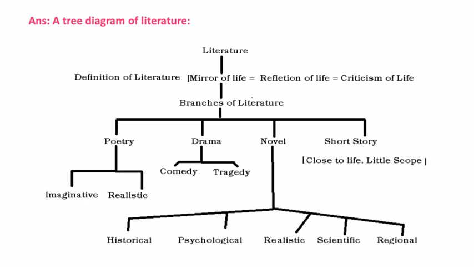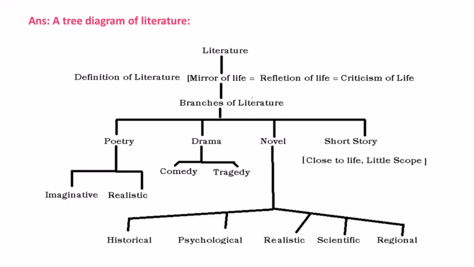So students, you can find there how we have made a tree diagram of literature. First, literature, this word we have written. After that, the definition of literature. With the help of that text we have mentioned mirror of life, reflection of life, and criticism of life. After that we have mentioned which branches there are of literature. We have mentioned four branches of literature: poetry, drama, novel, and short stories.